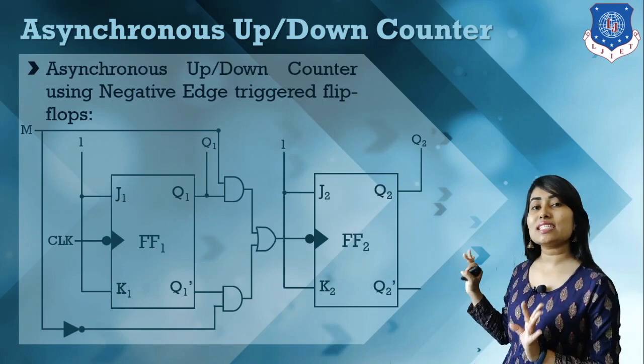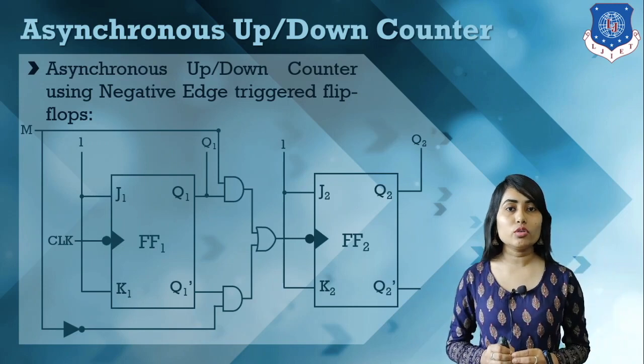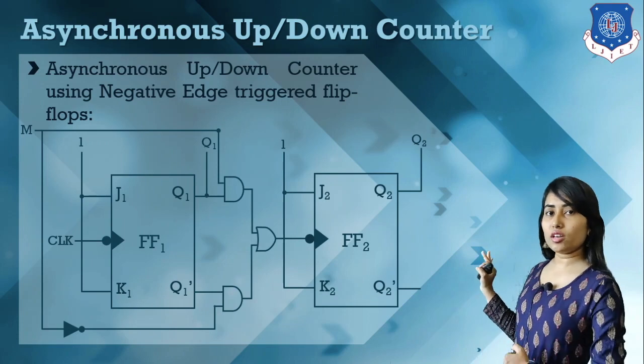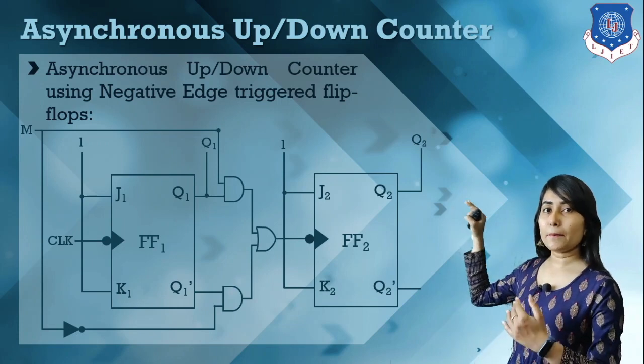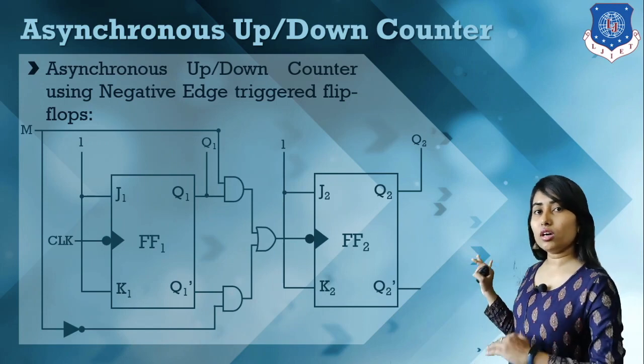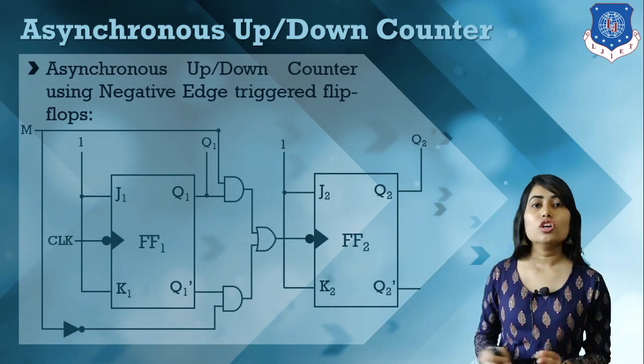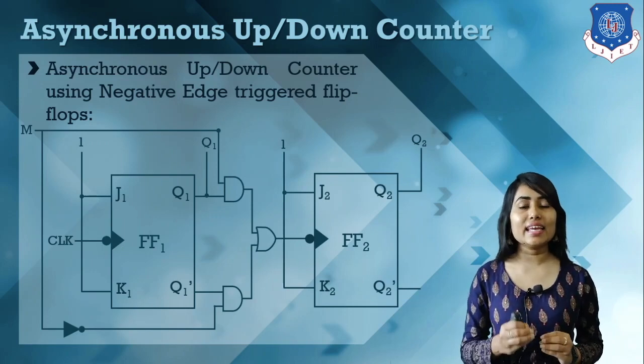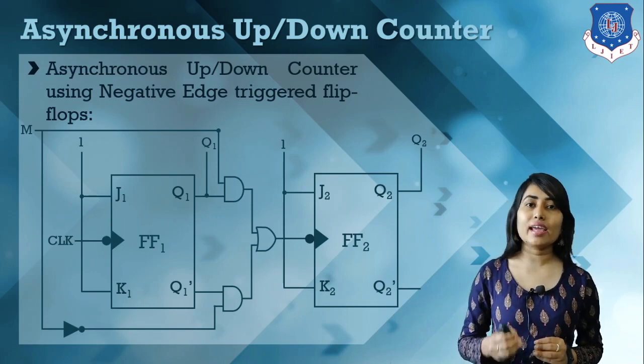Okay, so this is the asynchronous up and down counter. If we have a further flip-flop, a third flip-flop, we connect M·Q2 plus M'·Q2' to its clock. Okay, and we give a clock for the third flip-flop. So this is how we can design an asynchronous up and down counter for negative edge trigger flip-flops.